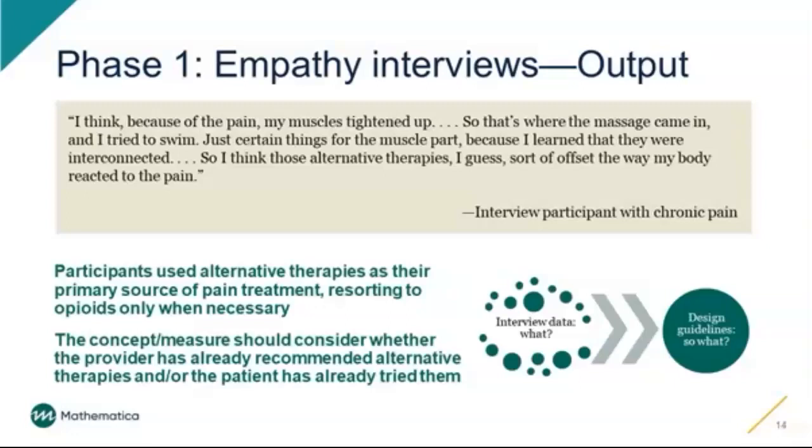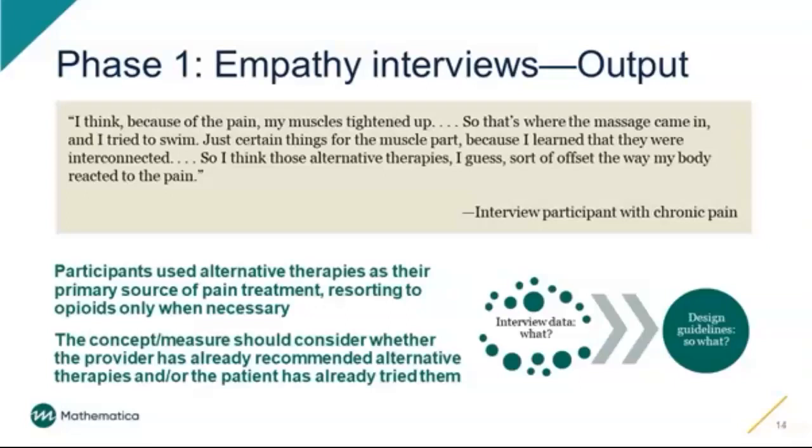So there were other participants who expressed the same idea in qualitative feedback, and the emerging theme that our team was able to discern from that qualitative information was that participants used alternative therapies as their primary source of pain treatment, resorting to opioids only when necessary. And so this was a design guideline that we created using this theme. And that guideline really was to consider whether the provider had already recommended alternative therapies or those therapies had already been tried by the patient.